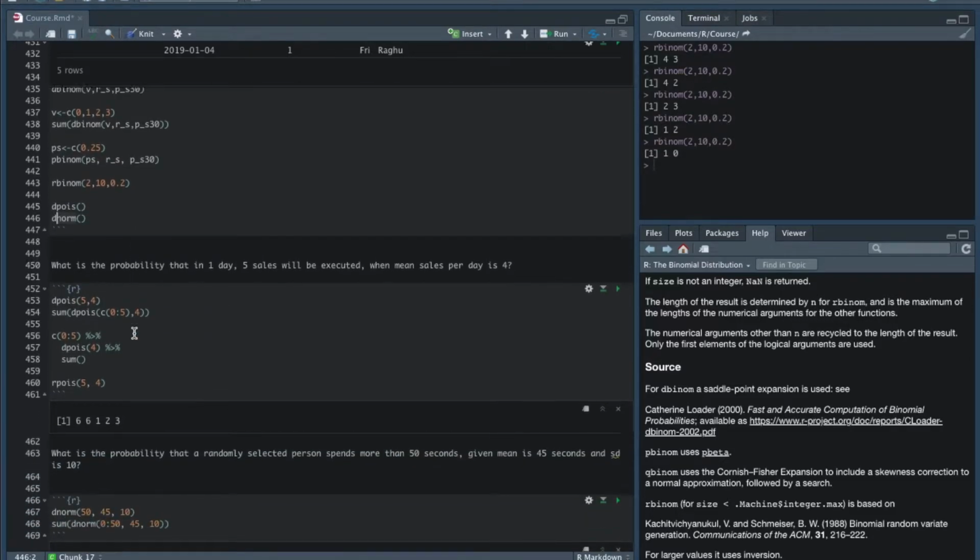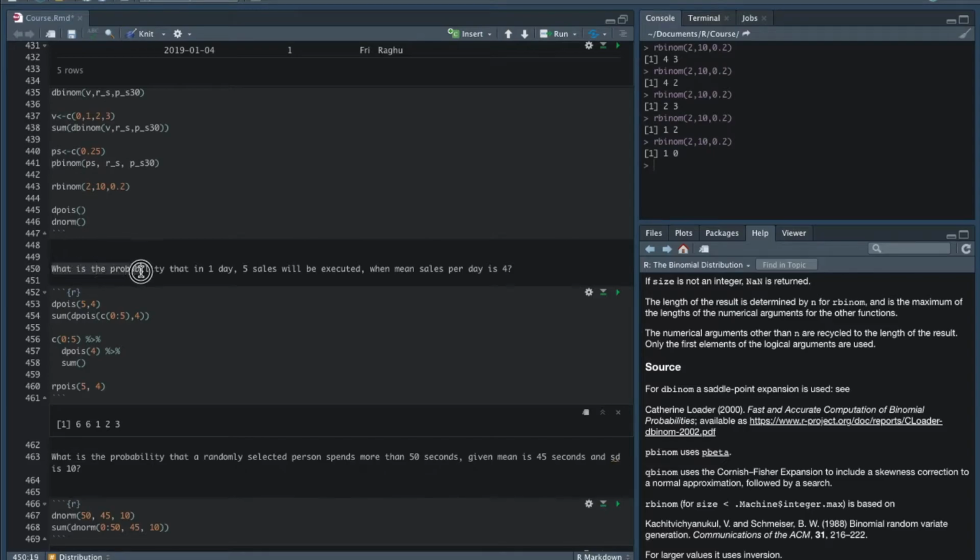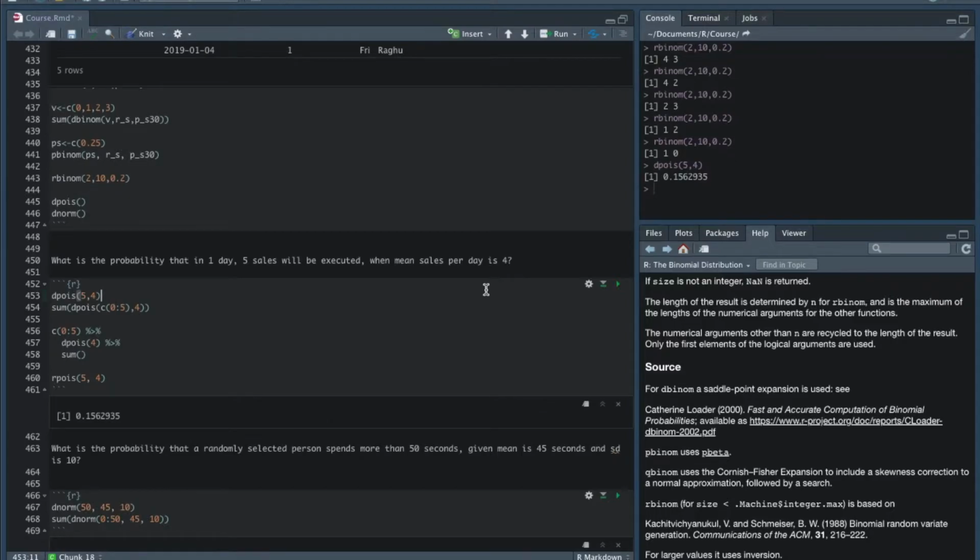So from the example that we had in the video, what is the probability that in one day 5 sales will be executed, assuming the mean sales per day is 4? We have a very straightforward application here. We want to understand the probability that 5 sales will be executed, where the mean within this period is 4. So you just run this and the answer is 0.15.